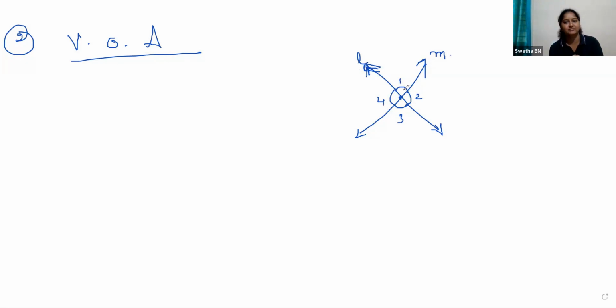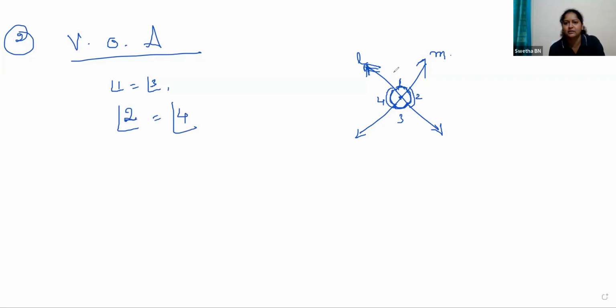There are four angles. Do you know how the four angles are related? The name itself is telling: vertically opposite angles are equal. So which is opposite to 1? 3. So 1 and 3 are equal, and 2 and 4 are equal. Angle 1 is equal to angle 3, angle 2 is equal to angle 4. These are vertically opposite angles.